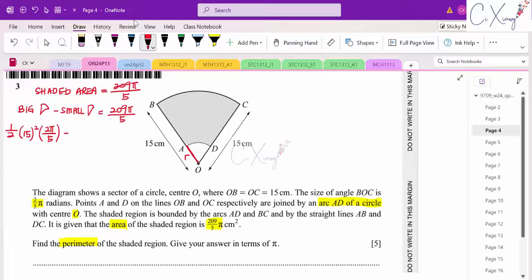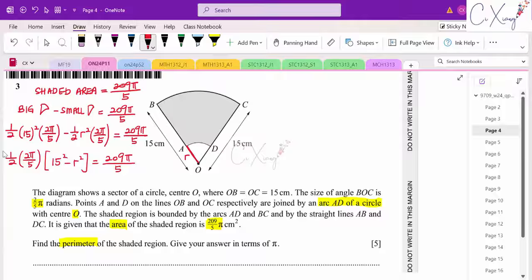For the small sector, the formula is also the same, half, then r squared. But because we don't know the length of OA, I'll just put it as R, so R squared, then 2 pi over 5. And when I take the big sector minus the small sector, I get this answer, 209 pi over 5. I can try to factorize out the half and also 2 pi over 5. Then I have 15 squared minus R squared. Okay, so what's next? I continue to simplify my answer here.